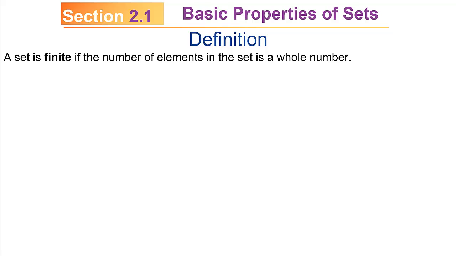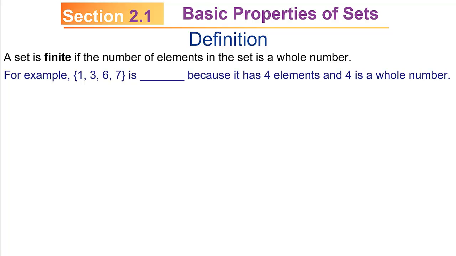Another definition. A set is finite if the number of elements in the set is a whole number. For example, if I said the set containing the elements 1, 3, 6, and 7 is blank, and I want to put finite if it's true or not finite if it's false. Because it has 4 elements and 4 is a whole number. Remember, a set is finite if the number of elements in the set is a whole number. Well, it does have 4 elements, and 4 is a whole number. A finite set, you can count how many elements are in there. And you say whole number instead of counting number because you could have the empty set, which would have 0 elements.